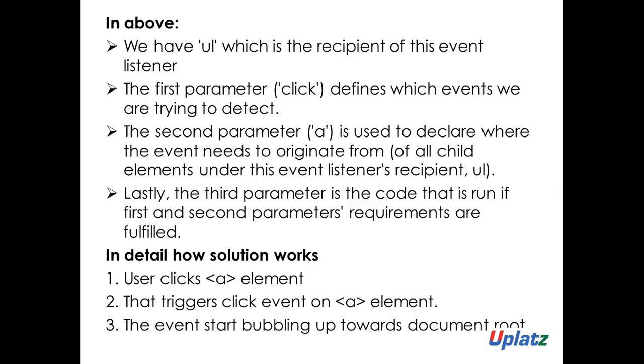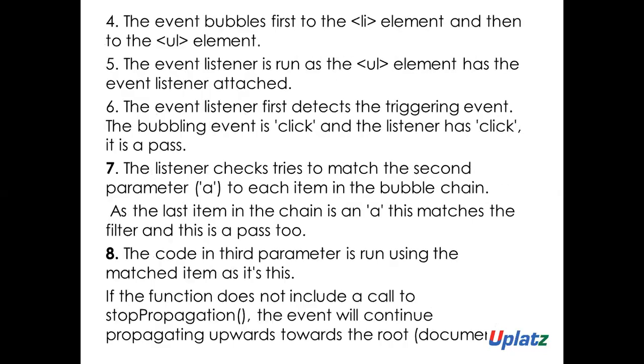In detail, I will show you how it is working. When a user clicks an A element, it triggers a click event on the A element. The event starts bubbling up towards the document root. The event bubbles first to the li element and then to the ul element. The event listener will run as the ul element has the event listener attached. The event listener first detects the triggering event, the bubbling click event, and the listener has passed.